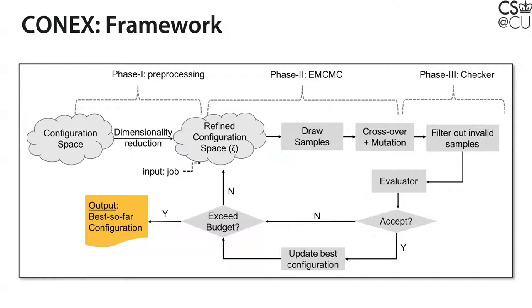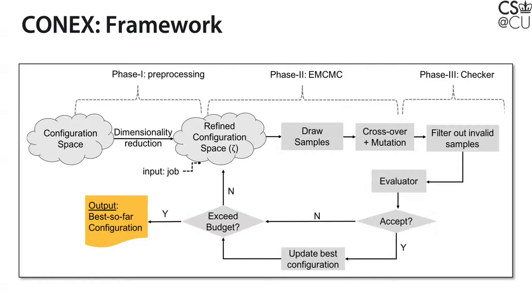Trivial options like localhost name or file paths and so on usually get filtered out in this phase. So once we have a set of configurations that we can reasonably modify, we then apply evolutionary Markov chain Monte Carlo in the second phase. In this step, we draw certain samples, we apply mutation and crossover to generate new configurations.